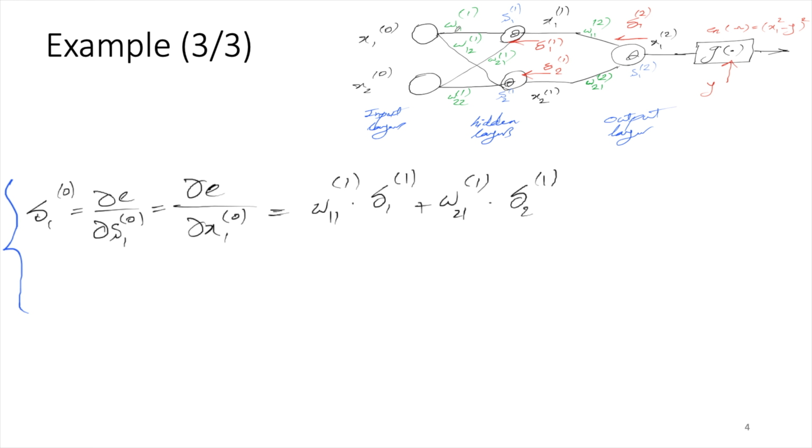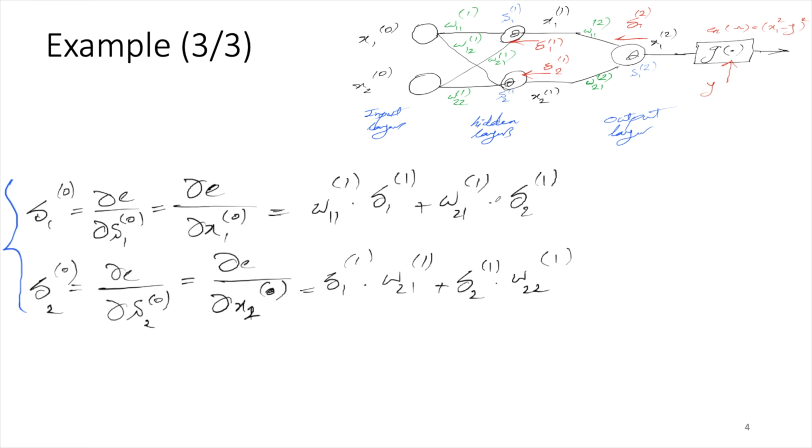this multiplied by delta 1 of 1 plus W2, 1, because these two are only connected to this signal, right? Only this and that. Plus W2, 1 of 1 multiplied by delta 2, 1. So likewise for the delta 2 of 0, in this case it would be 2, 1 and 2, 2. All right.